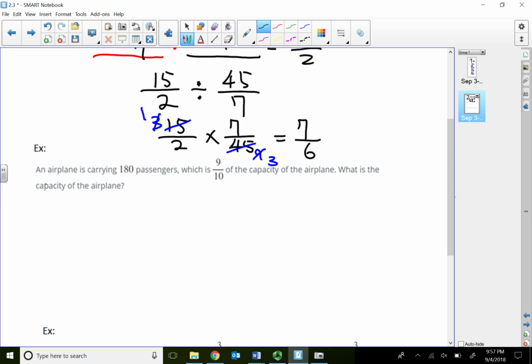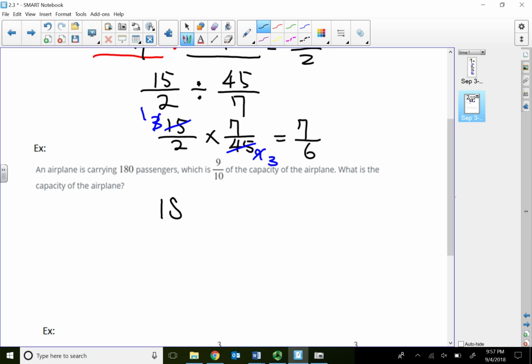All right, this example: an airplane carrying 180 passengers, which is 9/10 of the capacity. So this plane can actually carry more than 180 passengers. So the 9/10 is the 180 passengers. What is the capacity of the plane? So we are looking for the total.